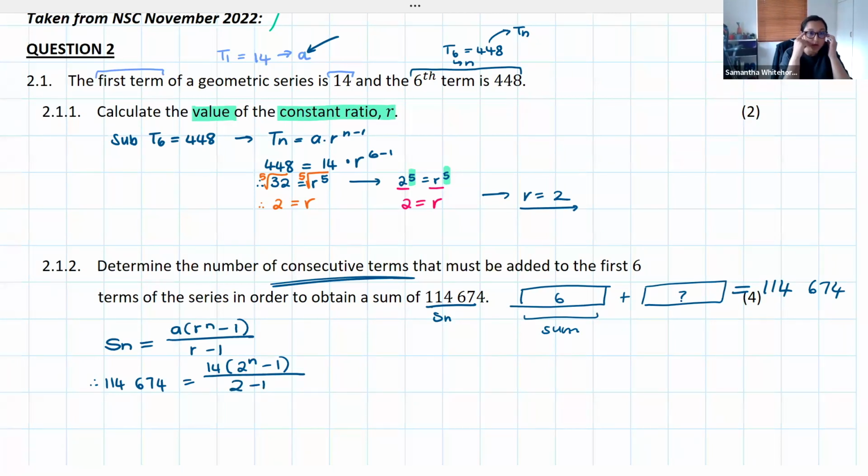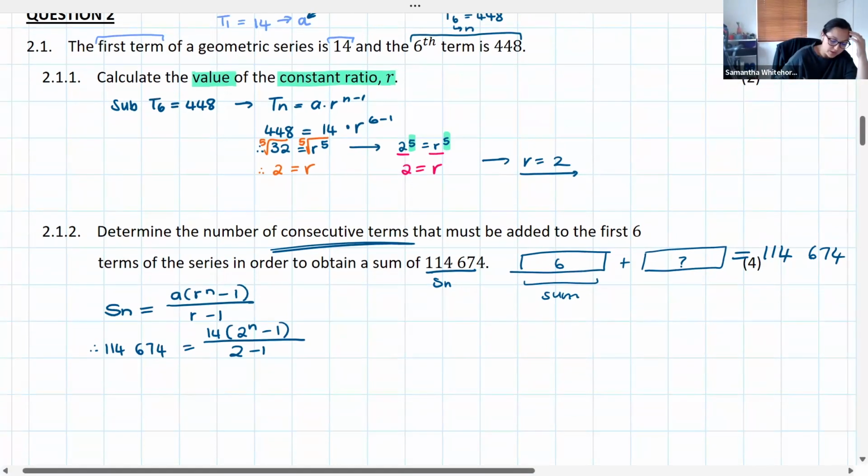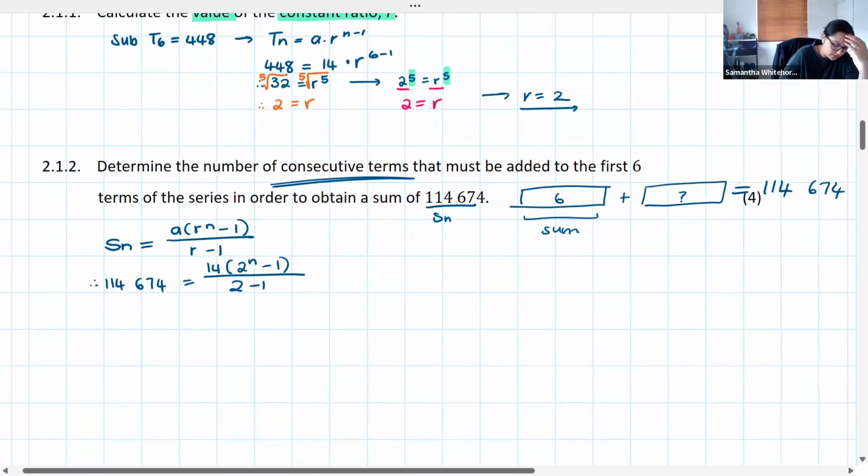So again, my thought process: I have a sum. Let me just work out how many terms I've added to get that sum. I can then decide how many I added on top of the first 6 for my answer. Now, 2 minus 1 in the denominator is 1, so it doesn't really do anything.